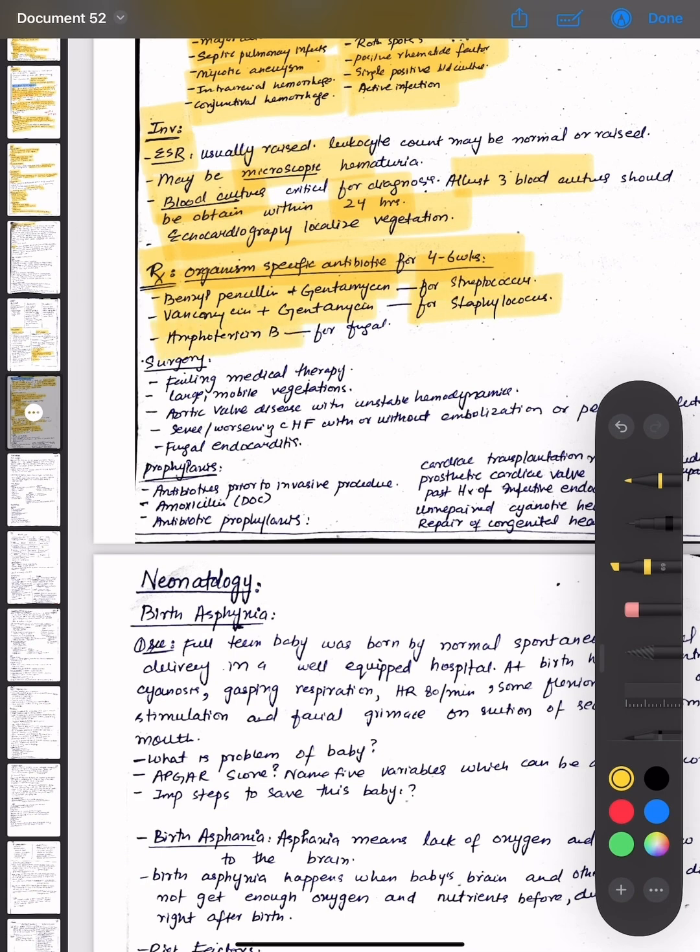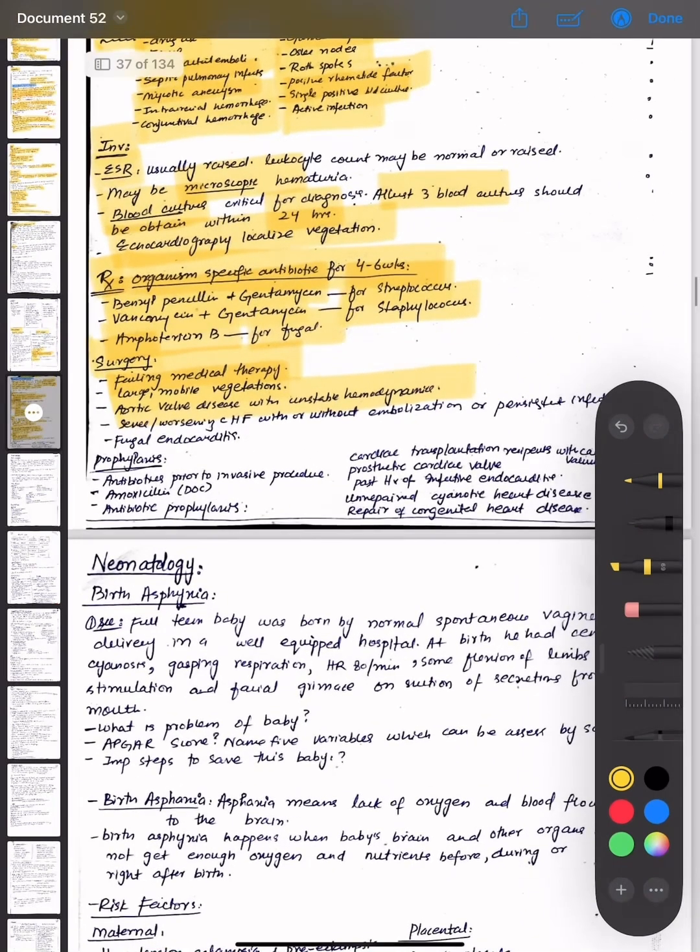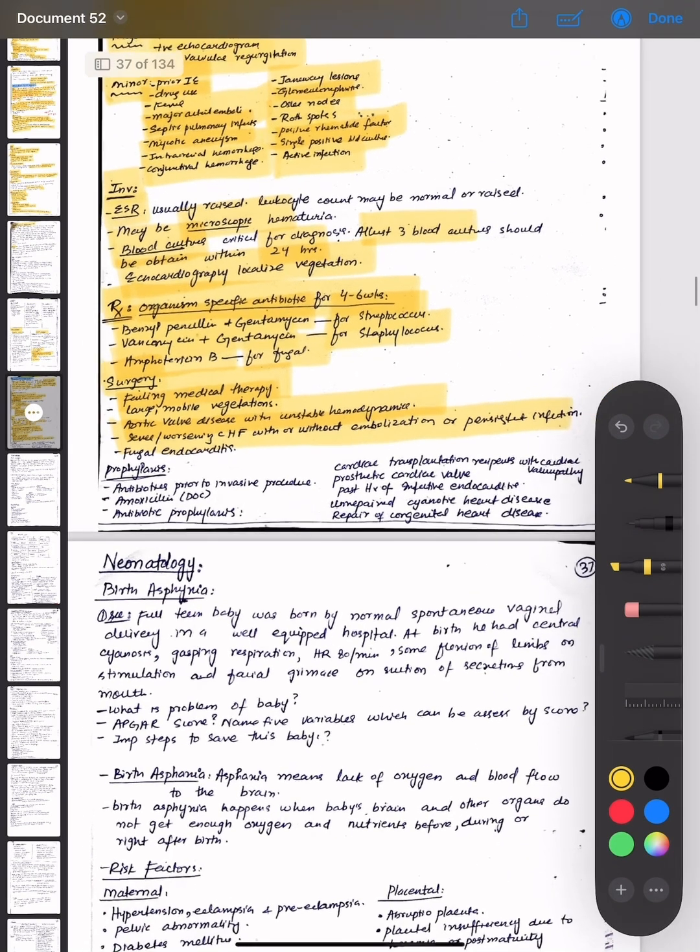The surgery options apply when medical therapy fails. Surgery is done for large mobile vegetations, aortic valve disease with unstable hemodynamics, severe worsening congestive heart failure, persistent infection, and fungal endocarditis.